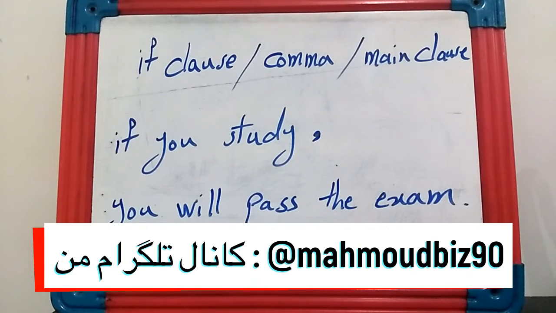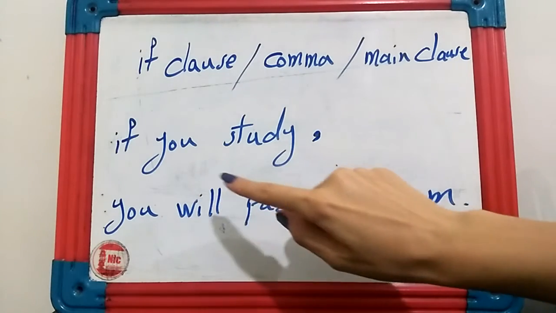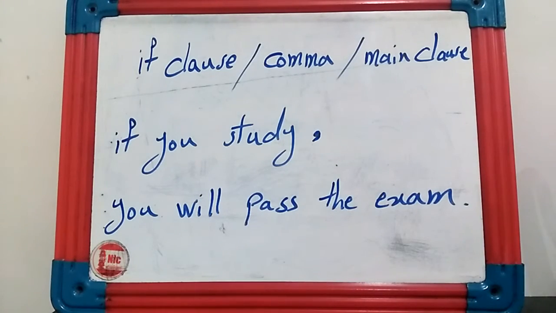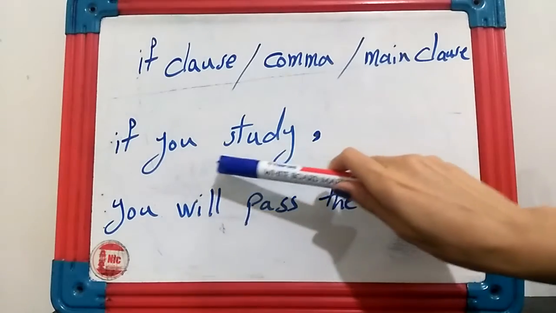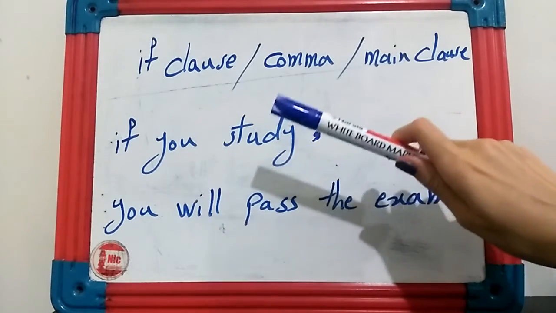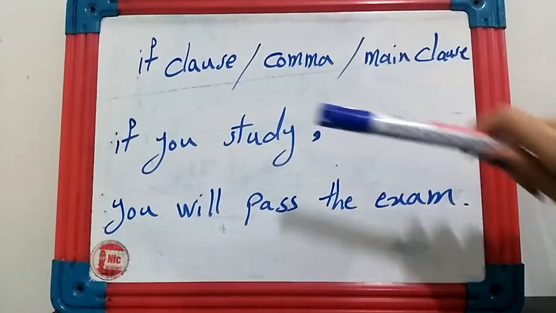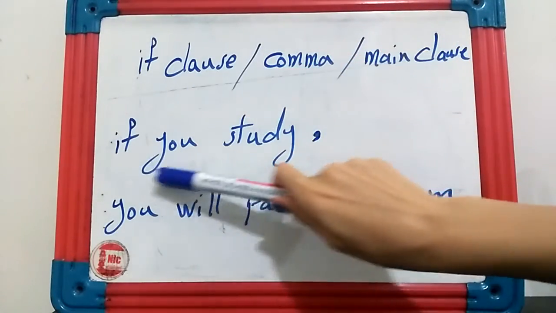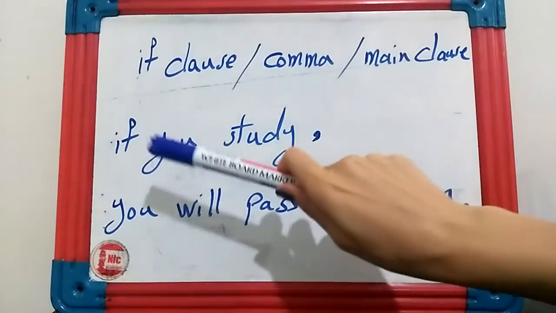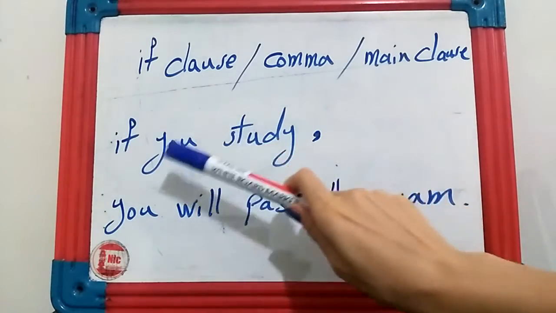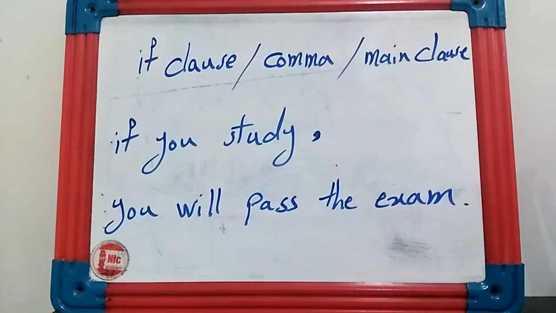So now look at this example. If you study, you will pass the exam. اگر شما مطالعه کنید، پس این عبارت if clause ما هستش، مثل استراکچر که گفتیم. if clause عبارتی که if در آن وجود داره. If you study این شرط ماست. اگر شما مطالعه کنید، درس بخونید، you will pass the exam. شما امتحانت رو پاس خواهی شد. You will pass the exam.